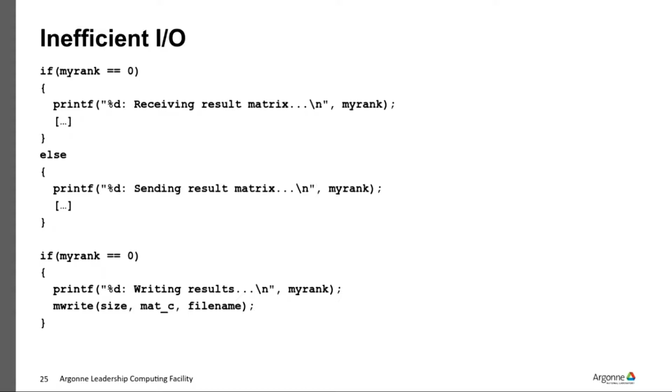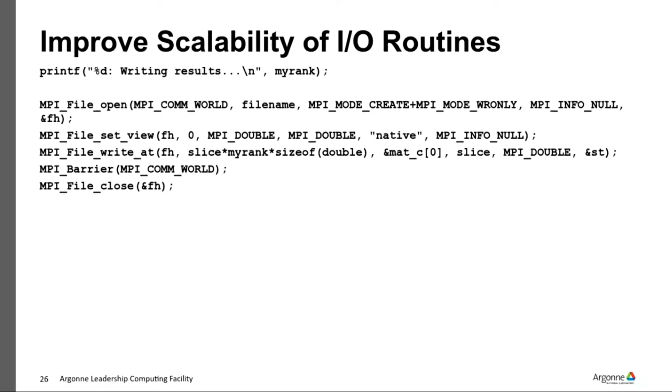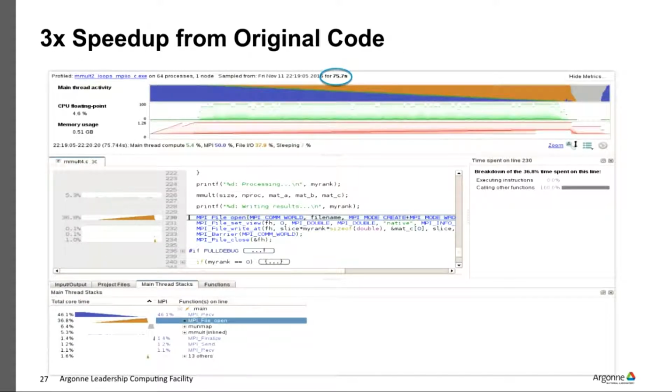So this is just explaining the source code that's responsible for this inefficient I/O, because we're just saying that only rank 0 is doing the file I/O routine. One way to address this issue is to use parallel MPI routines, and once you implement that into the matrix multiplication problem, now compared to our original code, it's now 3 times faster.